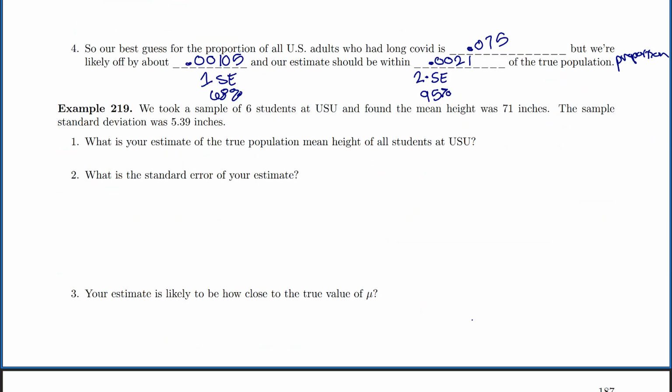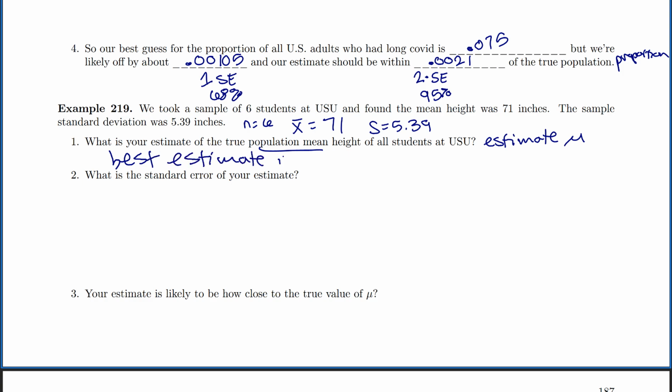So for our next example, we took a sample of 6 students at USU, so that's a sample size of 6. Found that the mean height was 71. That sounds like it was for the sample, not the population, so my x bar equals 71. The sample standard deviation was 5.39, so s equals 5.39. So what's my estimate of the true population mean height for all the students at USU? So we want to estimate my population mean, mu, and my best estimate is my sample mean x bar of 71.